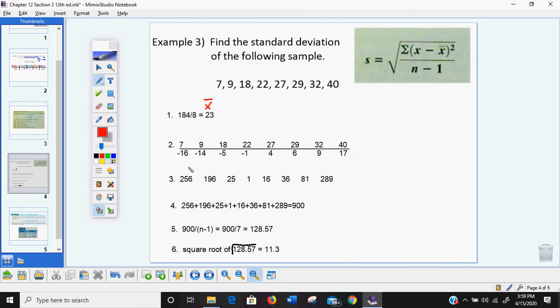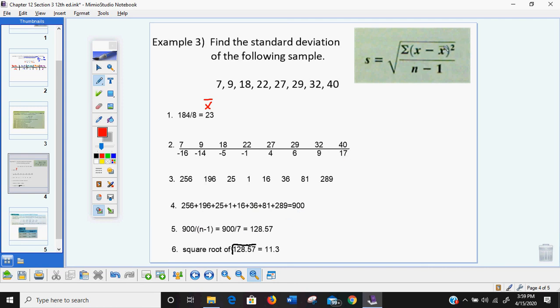Now we're going to square those. Negative 16 squared is 256. Negative 14 squared is 196. Negative 5 squared is 25. Negative 1 squared is 1. 4 squared is 16. 6 squared is 36. 9 squared is 81. 17 squared is 289. Now we're going to take all those numbers and add them together. Step 4, you add those together, you get 900.